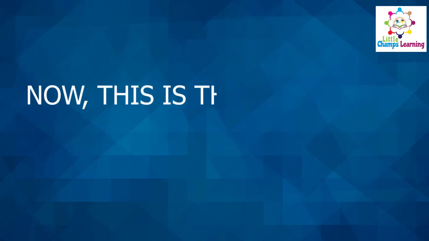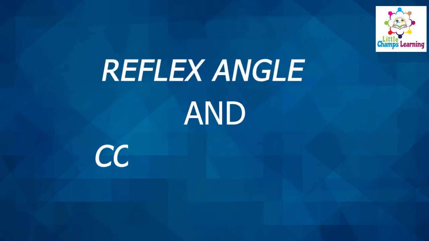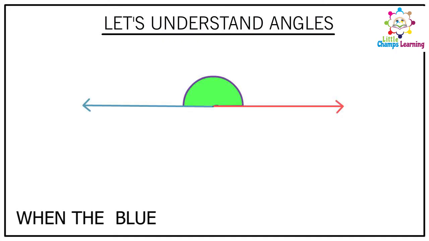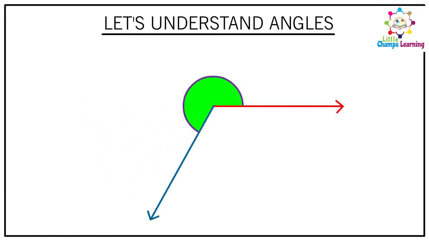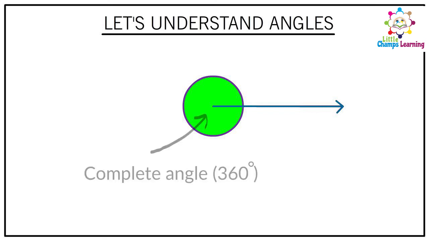Now, this is the best time to move ahead to see two more types of angles known as reflex angle and complete angle. When the blue ray moves more past 180 degrees and lies between 180 and 360 degrees, the angle formed is called a reflex angle. And when the blue ray completes one full rotation, the angle formed measures 360 degrees, and this is called a complete angle.